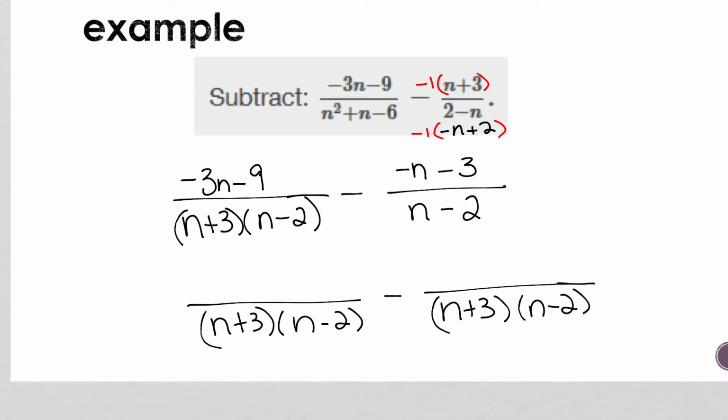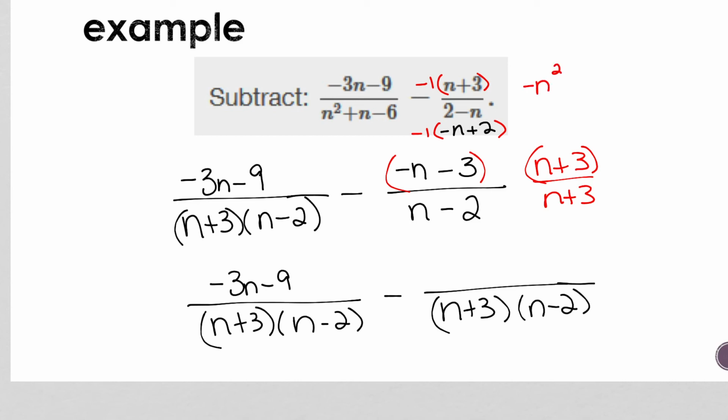Okay. Now, looking from here to here, am I missing anything? No, I'm not. Okay, so I'm just rewriting my numerator. Looking from here to here, I'm missing n plus 3. Okay, so now I'm going to multiply my numerators together, and I get negative n squared.